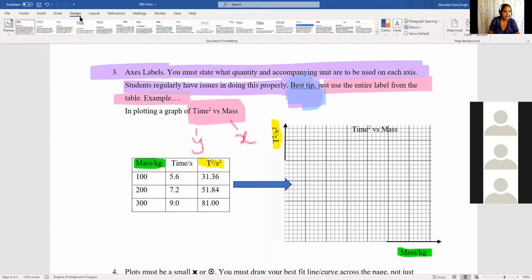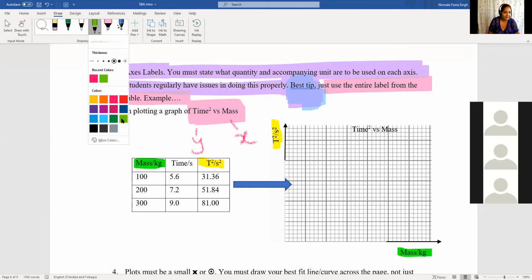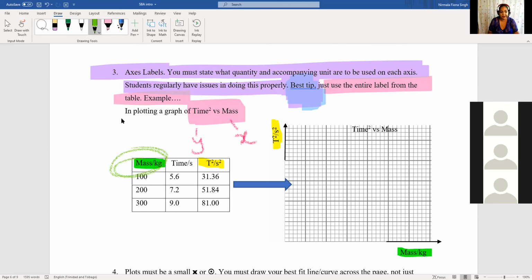So what you're going to do, you're going to take the exact label. You'll see this exact label I have from the table here. Mass is mass in kilograms, and that goes on the x-axis. You write that exact thing on your graph, and this will tell you the quantity that is being measured and the unit that is being measured. You get marks for stating both. If you don't state one, you don't get the mark at all. So if I say time squared goes on the x-axis, just take what you have written in the table exactly and write it on the graph, and you get your mark. It's a little tip to remember from now on when you're doing your graphs.